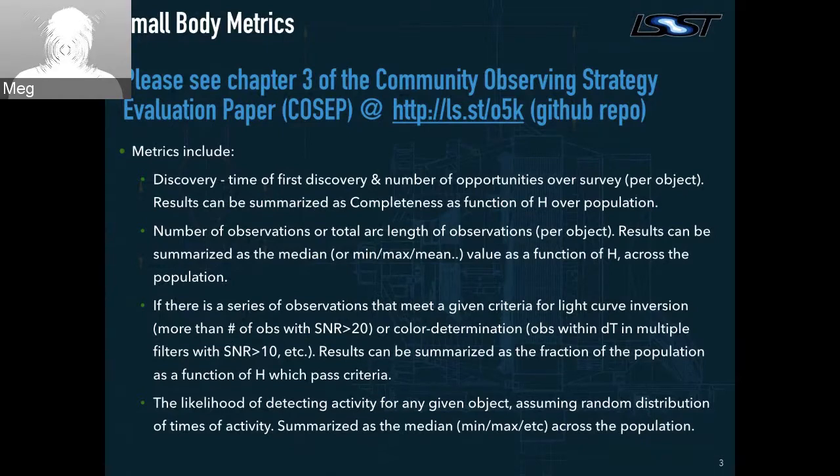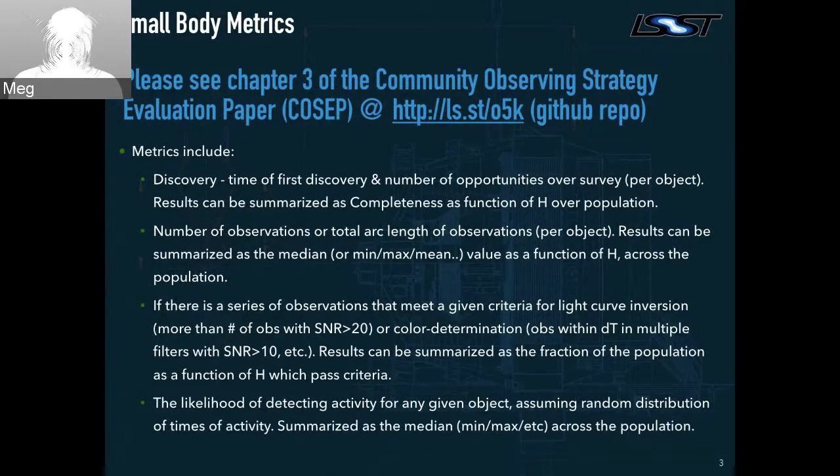And things like, is there a series of observations that meet criteria for light curve inversion? Pretty much just very simple at the moment: for an individual object, were there more than a certain number of observations with signal to noise greater than 20? Or did the series of observations meet requirements for color determination? Maybe there were a certain number of observations within a given time period, in single and multiple filters, that have signal to noise greater than 10, for example.